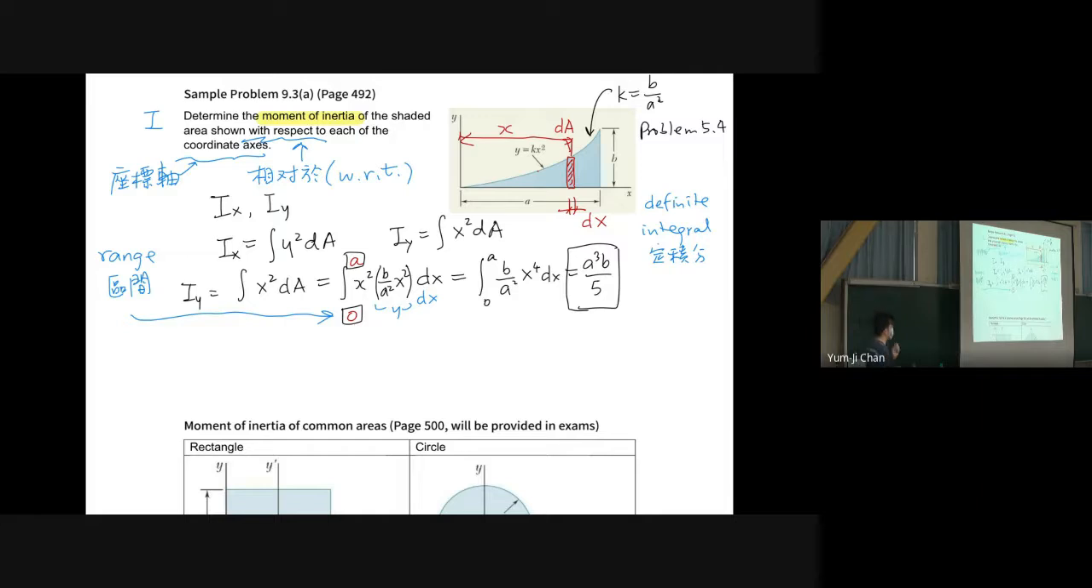Now, after getting our results, for example, if you get these results in the examination, what should you do next? You check the results. How do we check the results? We look at the units of this answer. So what's the units of this answer?